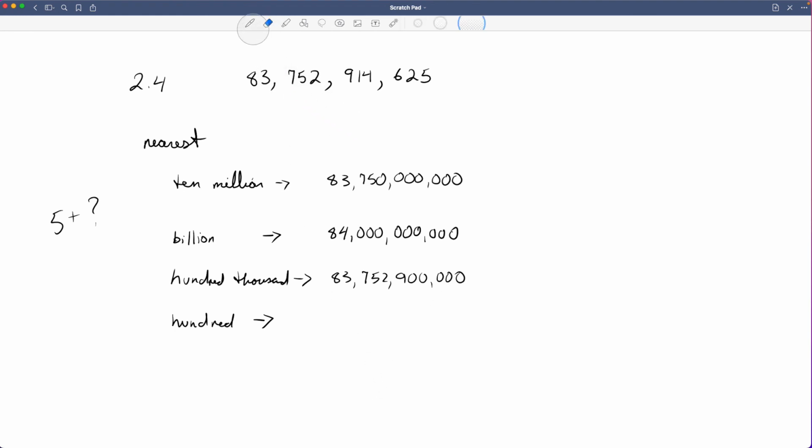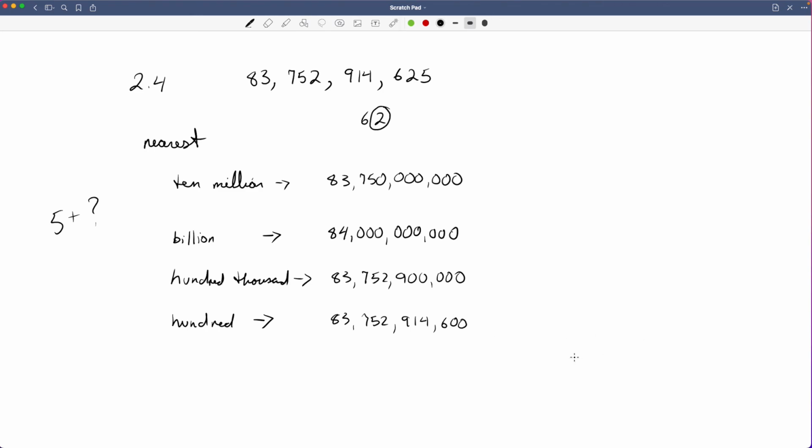So now let's look at the last one. We want to round it to the nearest 100. So first we have to find the hundreds place. So here is our ones group. Ones, tens, hundreds. So that 100 is a 6. So we look at the 6, we look at the number next to it, which is a 2. Is that number 5 or more? No, it's not. So when we round to the nearest 100 here, we get 83,752,914,600.